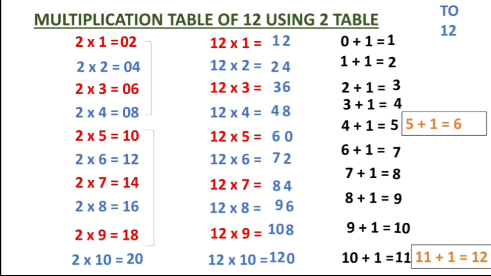12 ones are 12, 12 twos are 24, 12 threes are 36, 12 fours are 48, 12 fives are 60, 12 sixes are 72, 12 sevens are 84, 12 eights are 96, 12 nines are 108, 12 tens are 120. Let us write the next table.